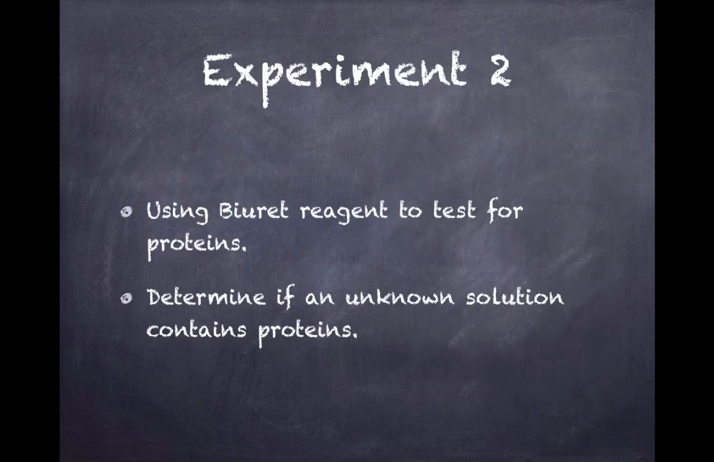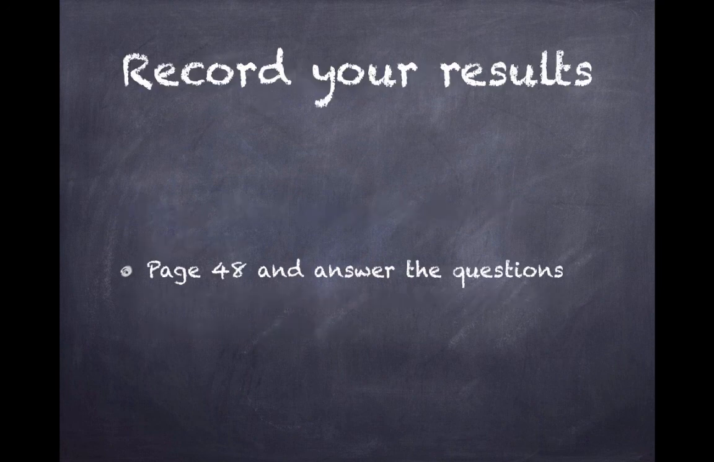Experiment 2 will look at using the Biuret reagent to test for the presence of proteins. Biuret reagent is normally blue, and when it comes in contact with proteins, it becomes a purple color. Your task in this experiment will be to determine if an unknown solution contains proteins or not. Record your results on page 48 and answer the questions as you go.